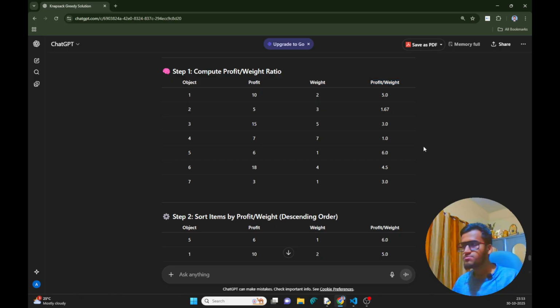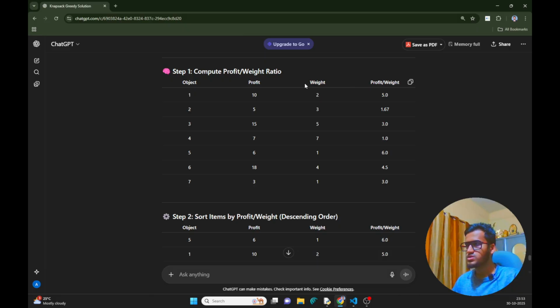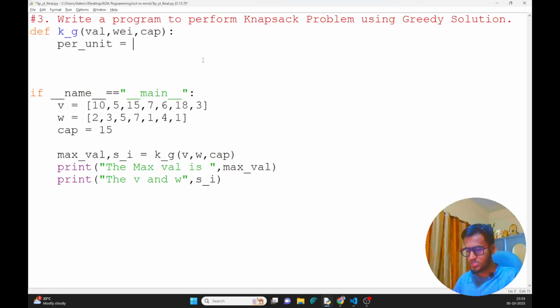To calculate this profit divided by weight, in the programming way, you will go to the program and write per unit. You can write anything, but I'm writing per unit, it's enough. Or else you can write ratio. After writing per unit, we are just taking the profit divided by weight.